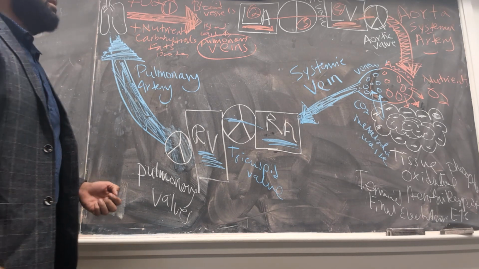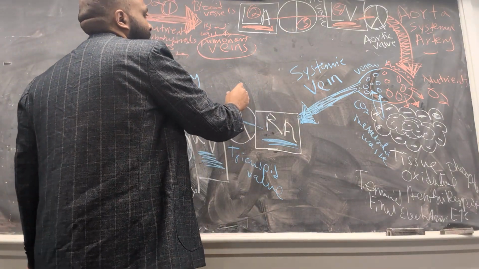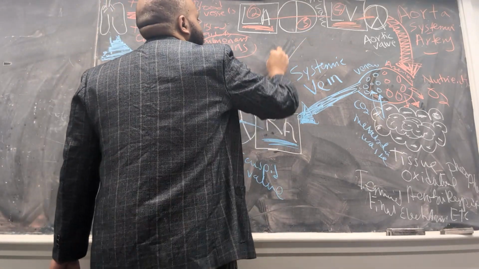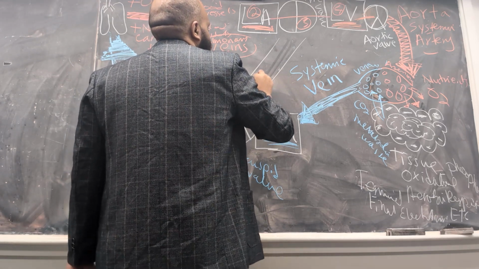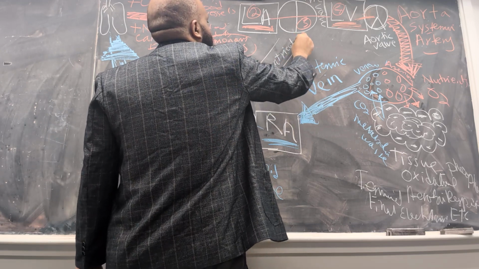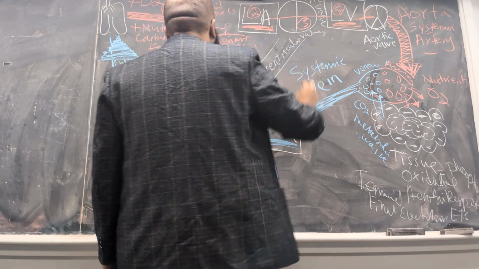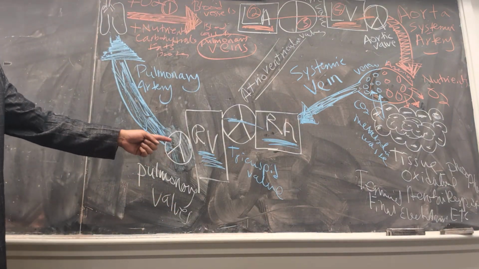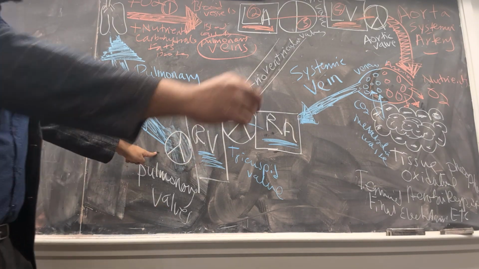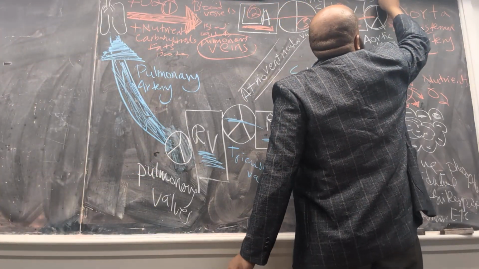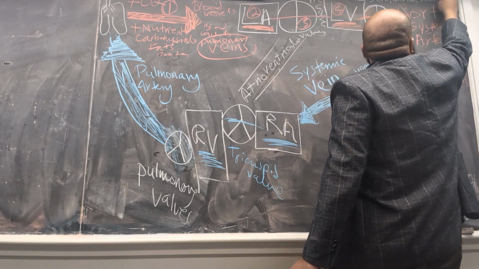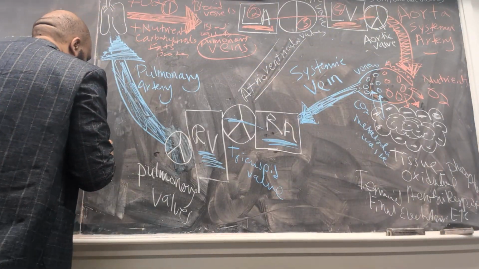You also have to remember that both of these valves between the left atria and the left ventricle, these are known as atrioventricular valves. And the valves between the ventricle and the outside of the body, like here and like here, these are known as semilunar valves.